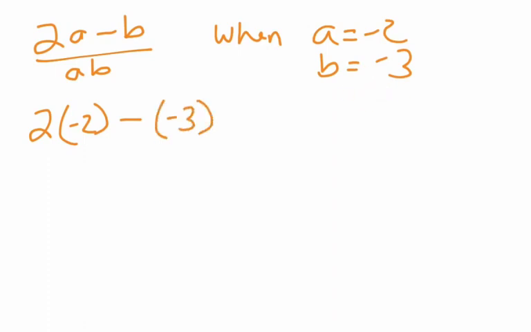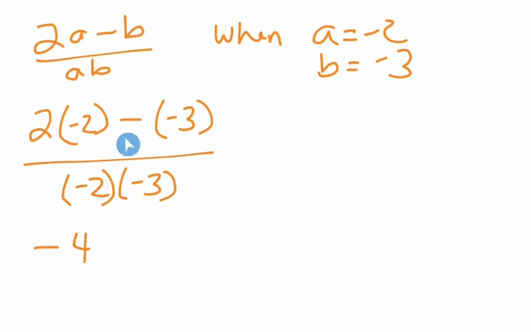Now just be careful there. This minus was in the formula. This minus came in with the b. Okay, so there's actually 2 negatives there. And then in the denominator, we're going to have -2 times -3. Let's take this one step at a time. Don't try to take shortcuts. 2 times -2 is -4.